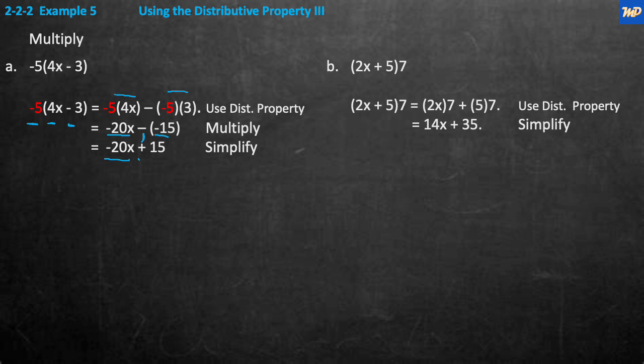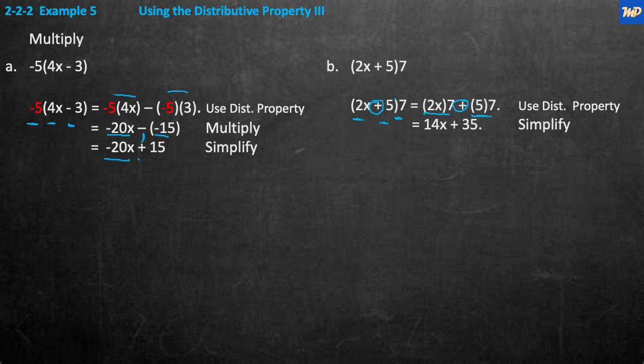Problem B, 2x plus 5 times 7. The quantity 2x plus 5 times 7. Using the distributive property, we're going to take and break this into pieces. So we have 2x times 7 here, the first piece. And then the second piece, 5 times 7. And it's a plus. There's a plus here.